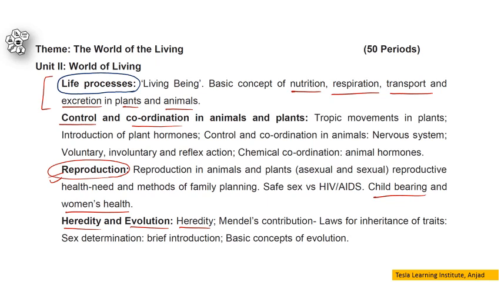in this chapter. Then we'll also talk about different contributions of various scientists, especially Mendel, how he propounded the laws of inheritance of traits, how this works, how the sex determination happens, whether a child will be male or female, how it is decided, and the basic concepts of evolution also we're going to discuss. We'll discuss all these things in detail whenever we delve into these chapters.